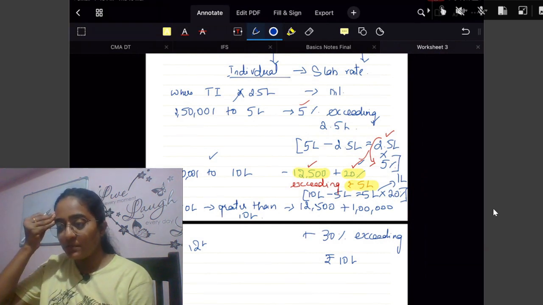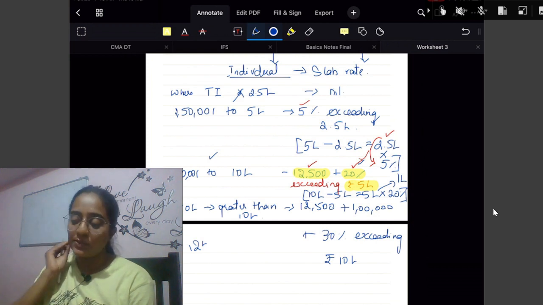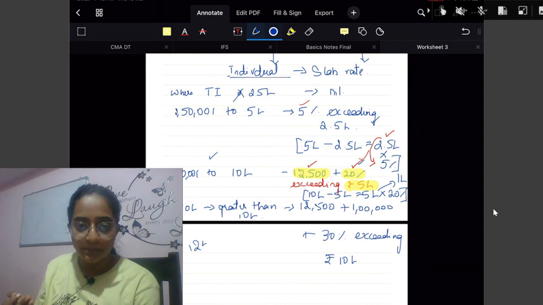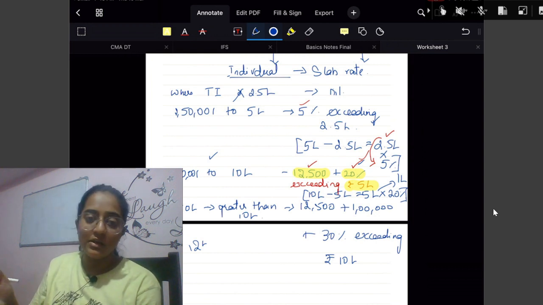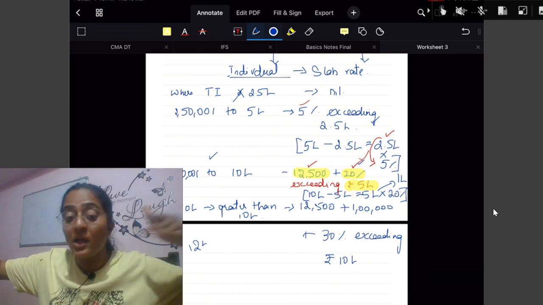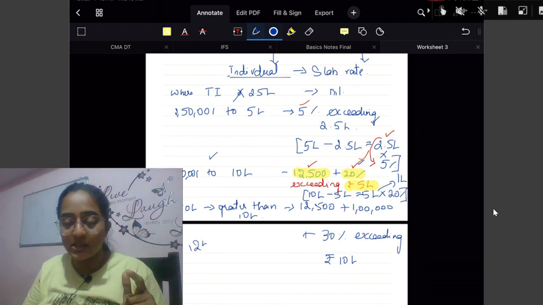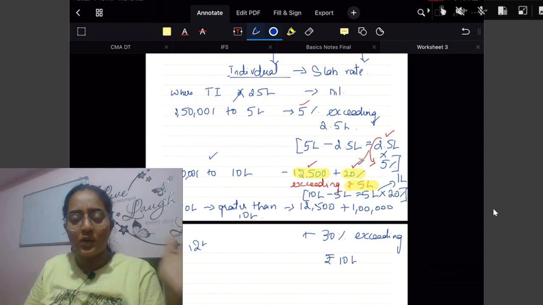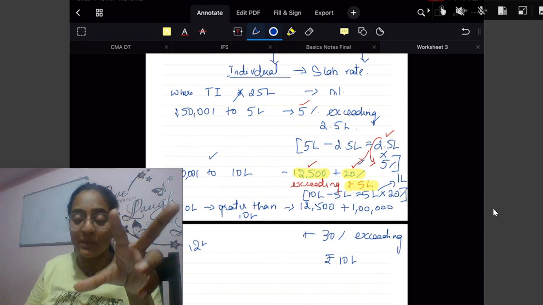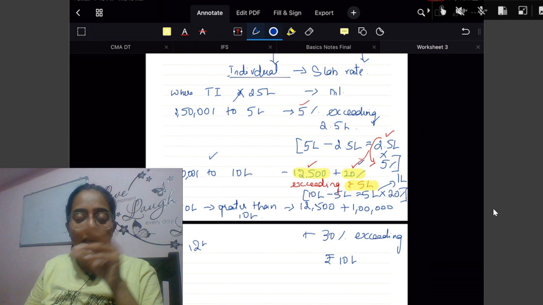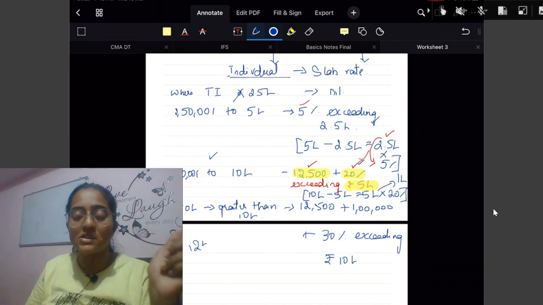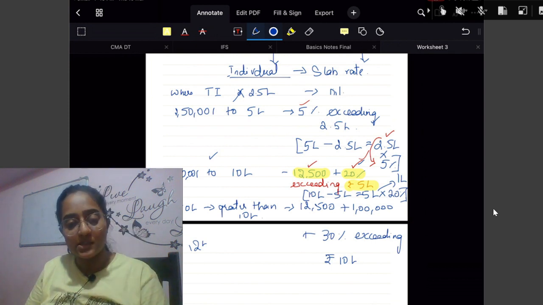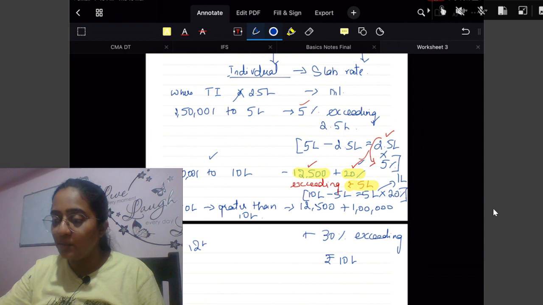What did I say? Very simple. Individuals having a slab rate. I am speaking about individuals about the slab rate where the total income is greater than 2.5 lakh. If it is less than 2.5, very well, nil. If it is greater than 2.5 to 5 lakh, it is going to be 5% exceeding rupees 2.5 lakh. Very simple. Up to 2,50,000 nil. 2,50,000 to 5 lakh, you are going to charge 5%. From 5 lakh to 10 lakh, you are going to charge 20% on that amount. More than 10 lakh, you are going to charge 30% on the amount above 10 lakh. Simple.